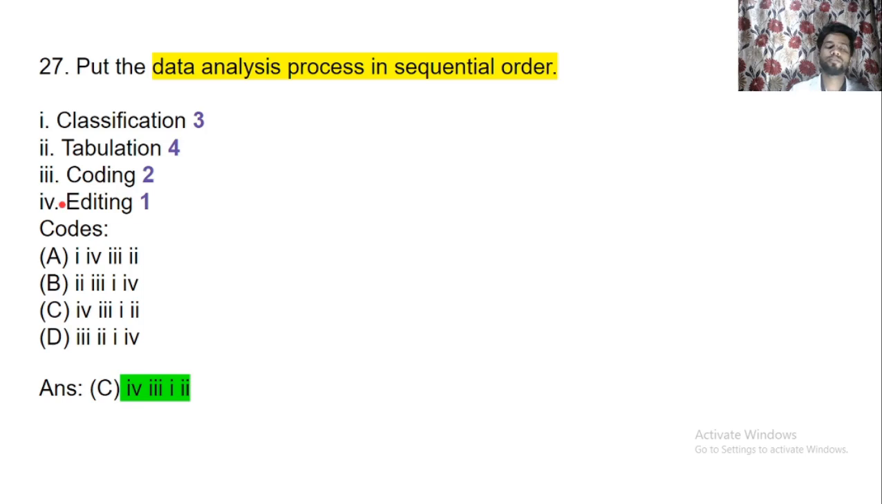So first, once you have collected the data, you can go for editing. Once you have done editing, then you develop your code, and once you develop your code, then you go for classification, nothing but categorization, and once you categorize, then it is easy to develop your table. So editing first, then coding. Coding means labeling the things, and then classification, that is, classify and categorize the themes, and only after that can you develop tabulations.